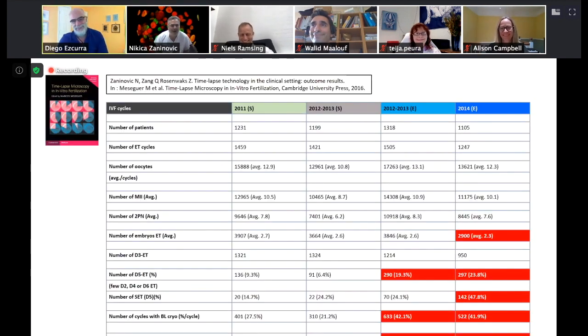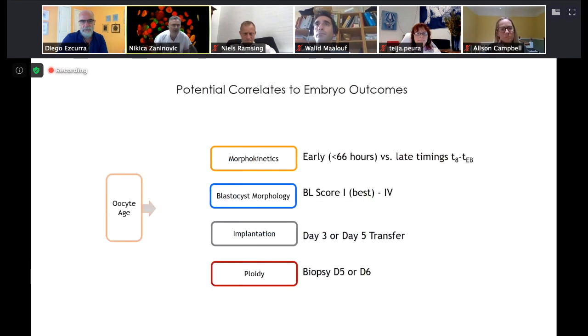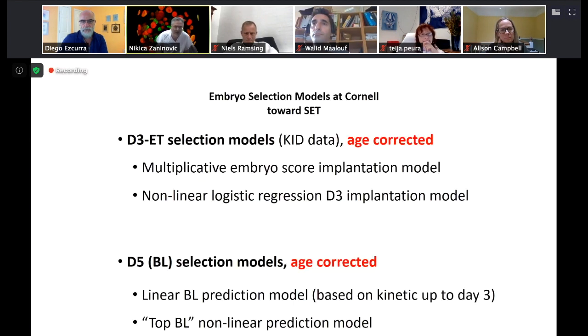So why did we do this? Well, they will ask, do you see benefits out of using time-lapse? Well, we published this in 2016 from a book from Marcos Messiger, when we saw that there is a clear improvement in the overall clinical pregnancy rate, implantation rate, and live birth rate. So for us, it was very clear that we have to go there. Now, what can we use morphokinetics for? Can morphokinetics predict blastocyst morphology? Can morphokinetics predict implantation? Can morphokinetics predict ploidy? We know that blastocyst morphology will predict implantation, but can blastocyst morphology also predict ploidy? So all these things we can study.